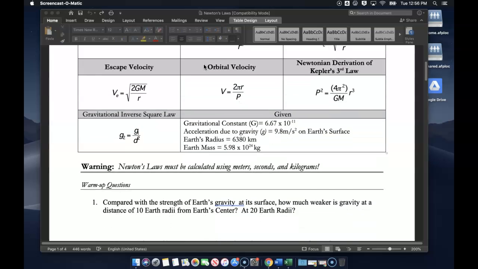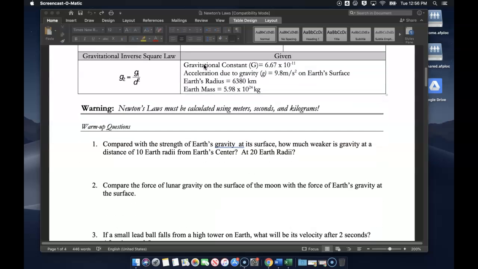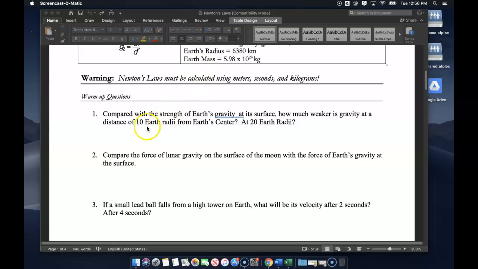And to get us started, we're going to do some warm-up problems. For our first warm-up problem, we are going to look at gravity at Earth's surface compared with how much weaker gravity is at a distance of 10 Earth radii from Earth's center, or 20 Earth radii.